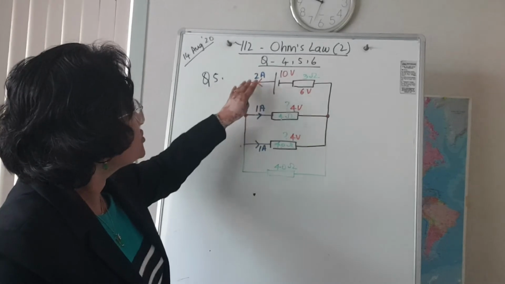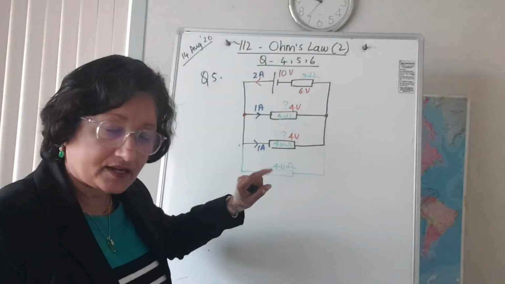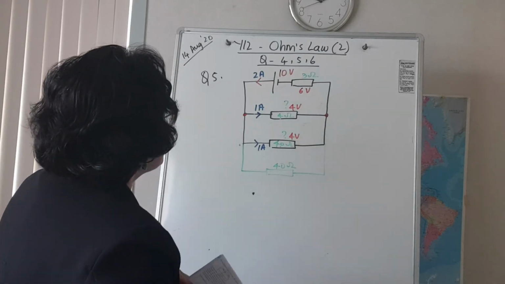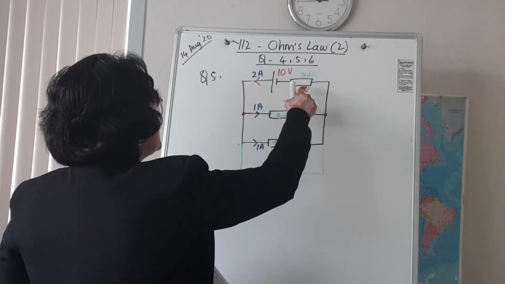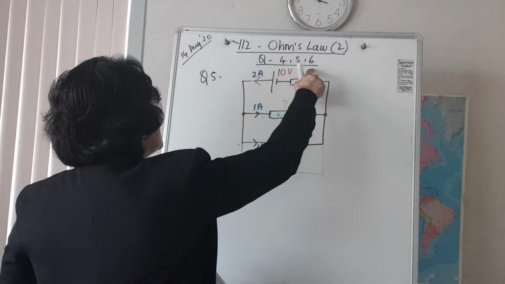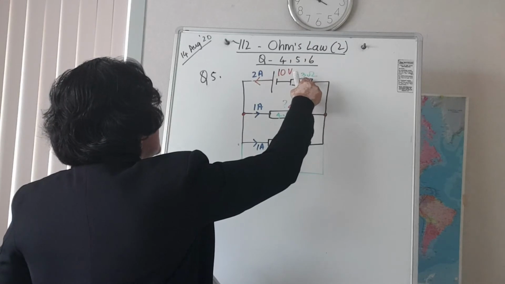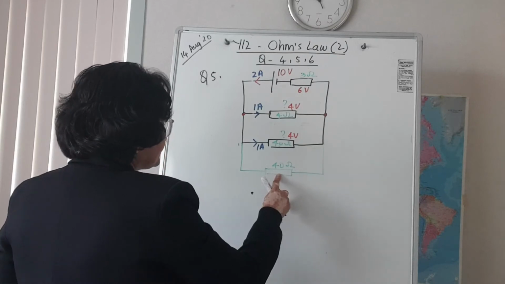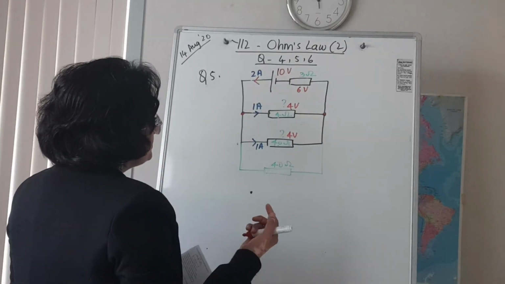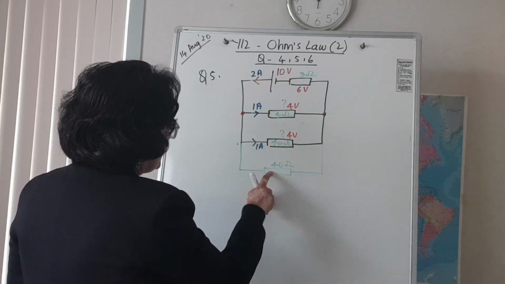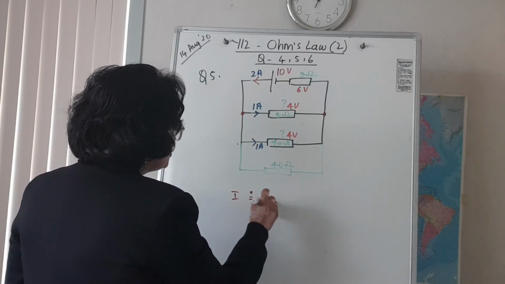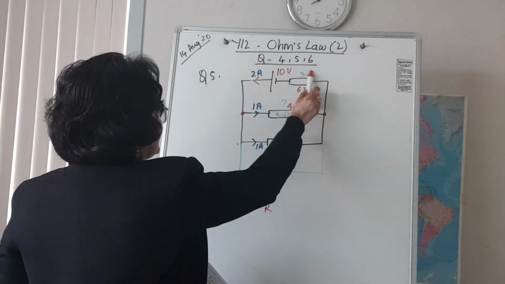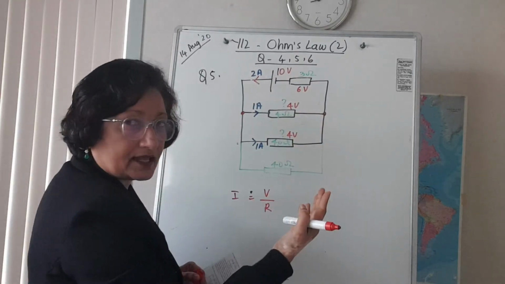So the current drawn from the battery will increase. If the current increases, then you're going to have a bigger voltage across the 3 ohm resistor. So the voltage across each of these branches is going to decrease. The effective voltage across the branches is no longer 4, it'll be a number smaller than 4.